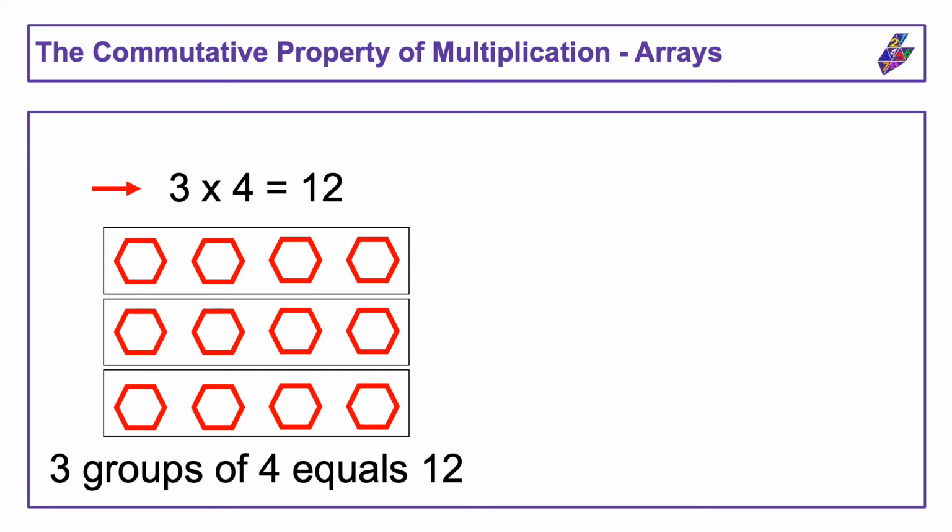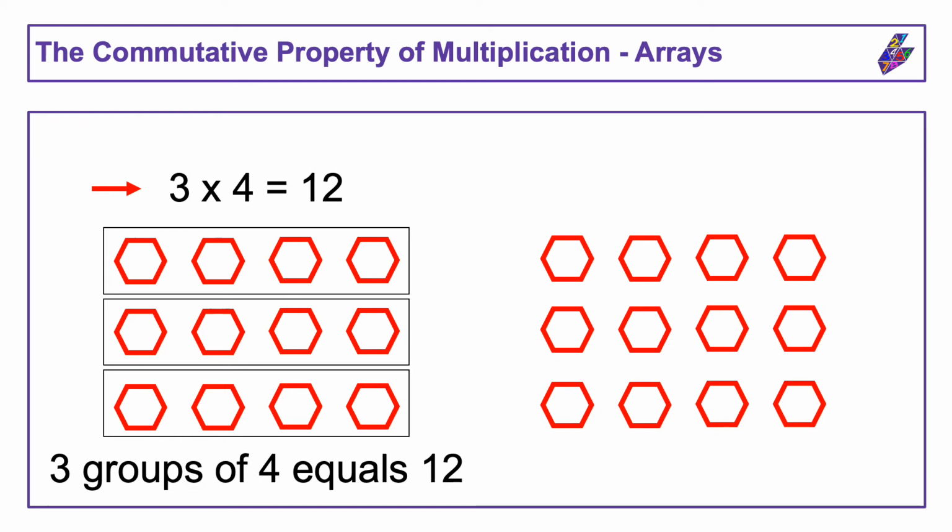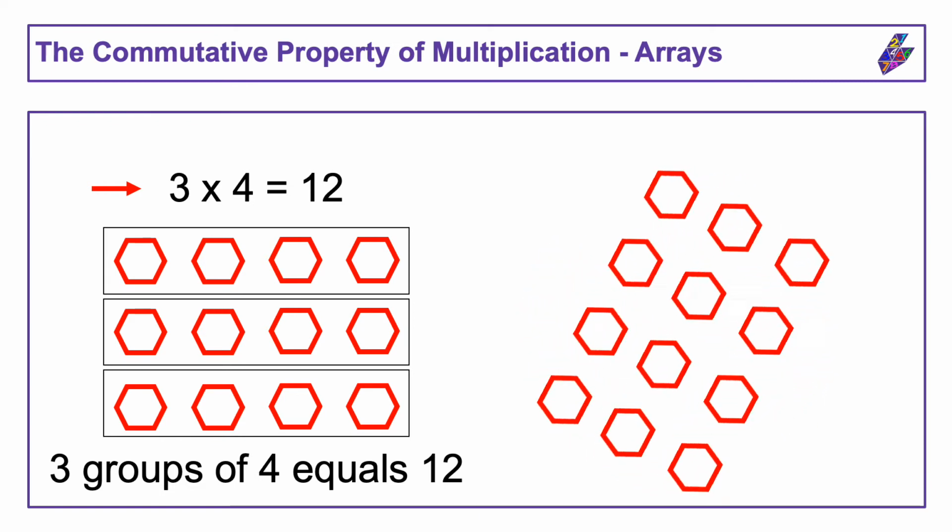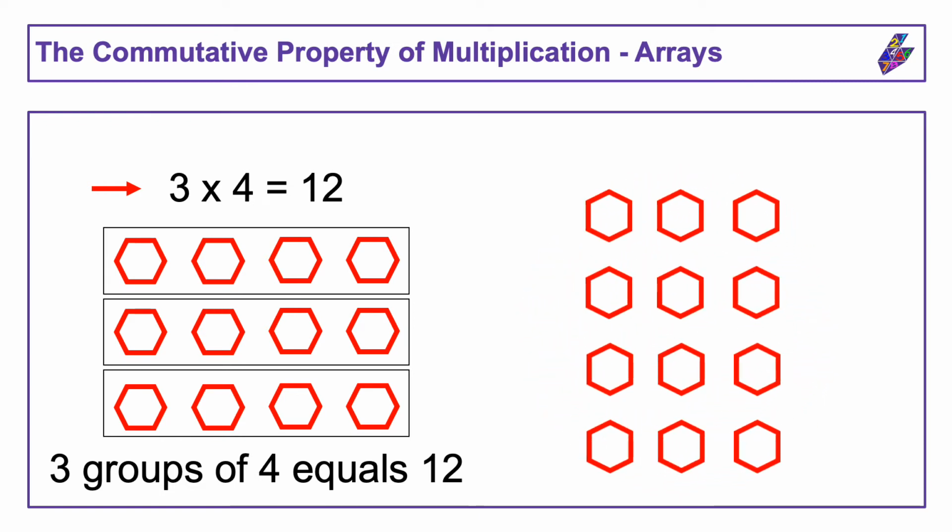If we make a copy of the same array and then look at what happens if we rotate it by 90 degrees or turn it a quarter turn, there's no difference to the number of objects in the array. We haven't added any and we haven't removed any. There are still 12.